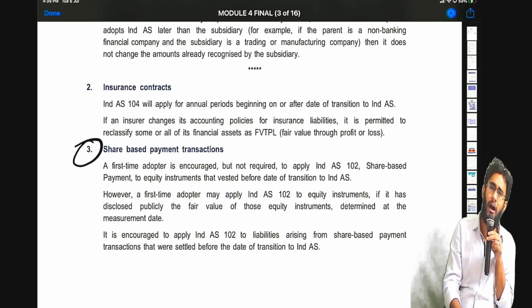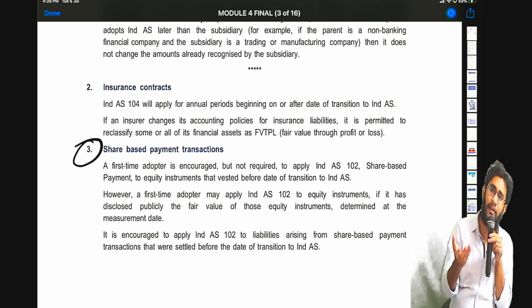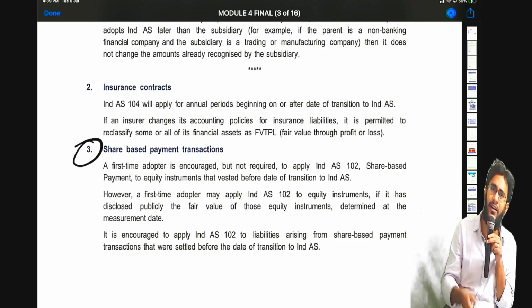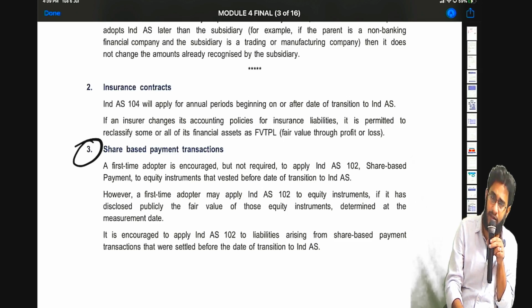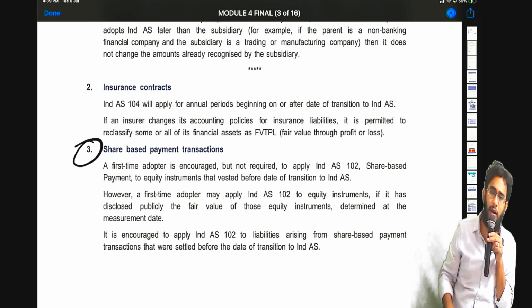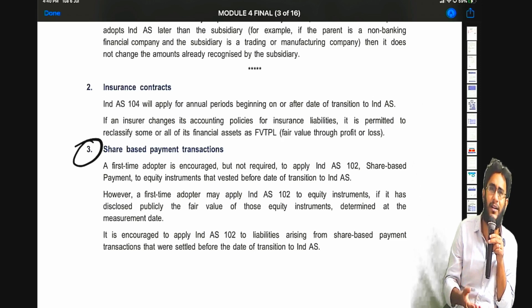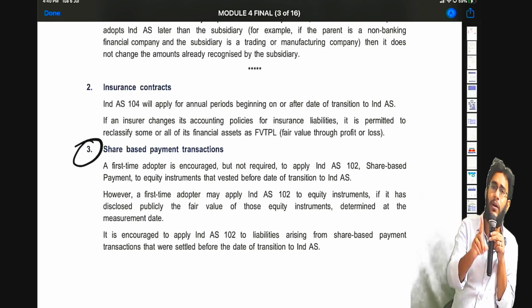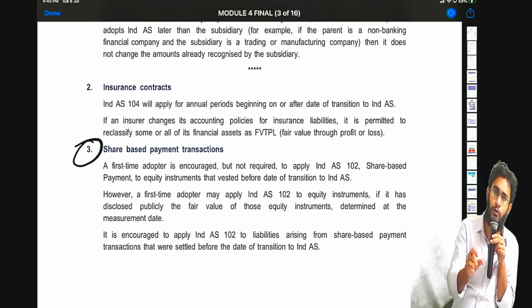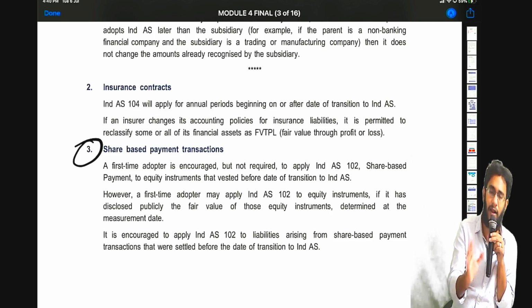Suppose you say, no sir, on the first day I had the fair value of the option, but I selected intrinsic value and did the accounting as per intrinsic value, and the fair value was also disclosed publicly. Then it is not a big deal for me to go back and restate, because I have the information. So if you want to do retrospective effect, you should have the fair value of such options publicly disclosed. Otherwise, leave it like that. But for unvested options, you compulsorily have to apply Ind AS 102 retrospectively.